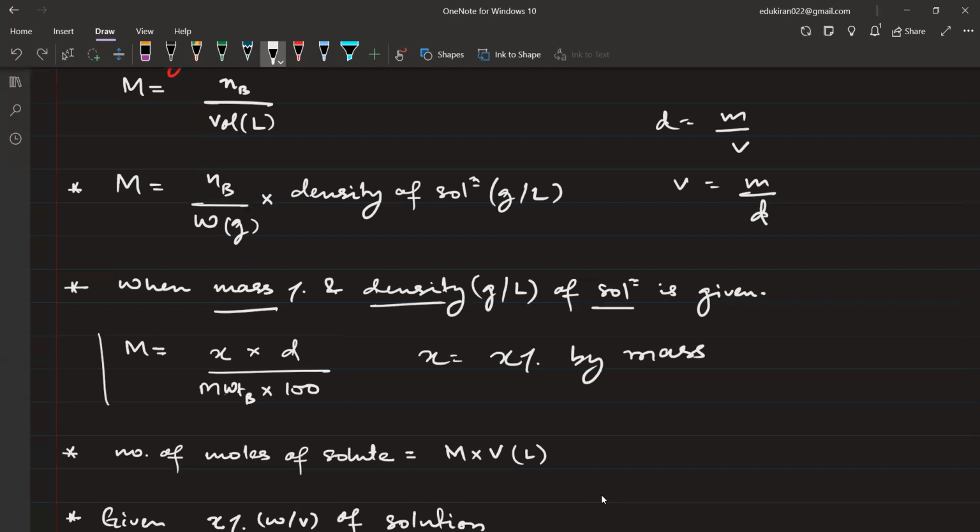Write this formula down. Then you have number of moles of solute. It is equal to how much? It is equal to the molarity into volume. ठीक है, volume को इधर ले जाइए, you will get the number of moles.